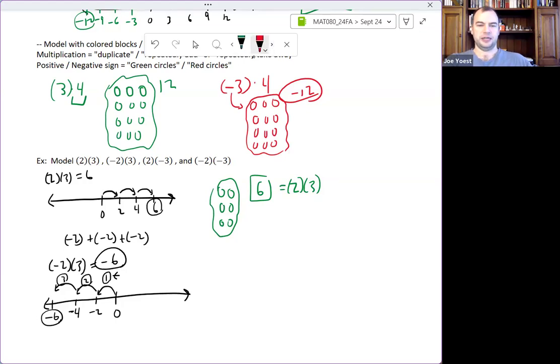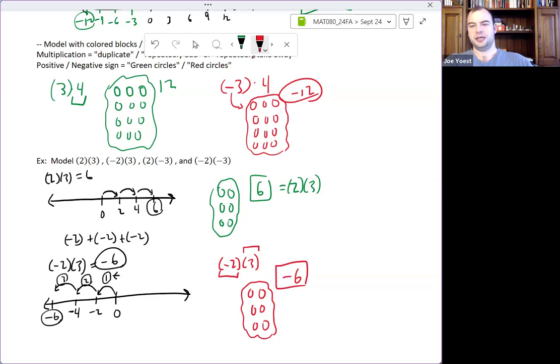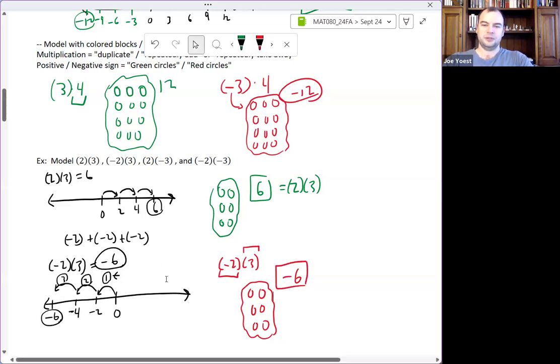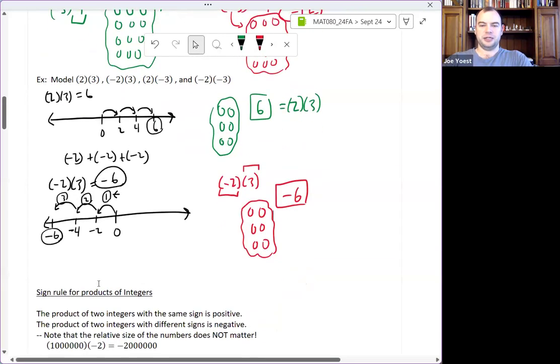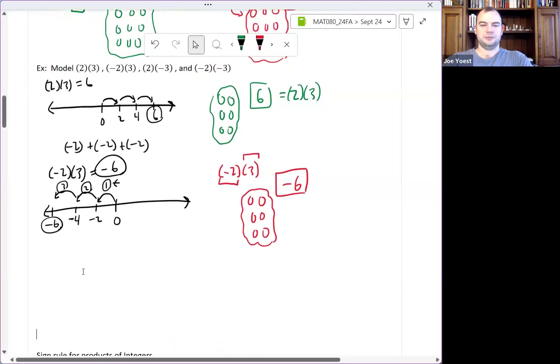Or I could think of negative 2 times 3 as like having 2 red counters and like 3 sets of those, 3 duplications of that. There's a second and a third group of 2 red counters. Overall, I have 6 counters of the red type, so that represents a negative 6. So negative 2 times 3 is negative 6.